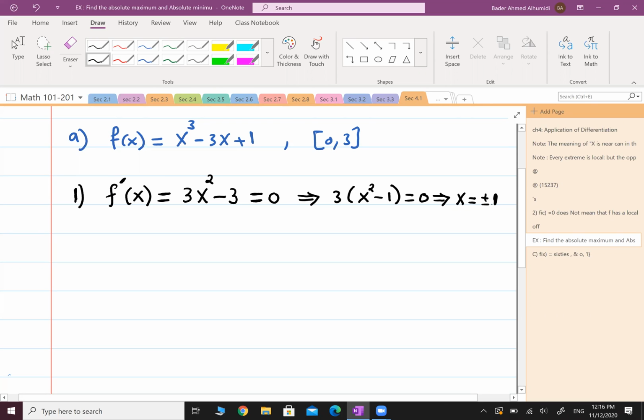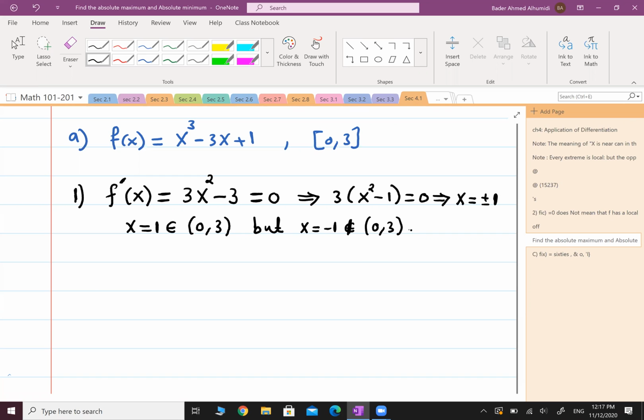Both of them are inside the domain, or I need to be careful. Notice, guys: x equal to 1 is inside the interval (0, 3). We said to find the critical numbers in the open interval. But what about x equal to minus 1? X equal to minus 1 does not belong to this interval (0, 3). So I will ignore x equal to minus 1. It is not included in my open interval. I will consider only x equal to 1.